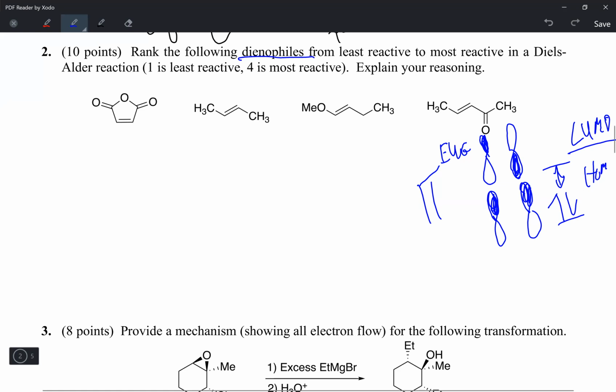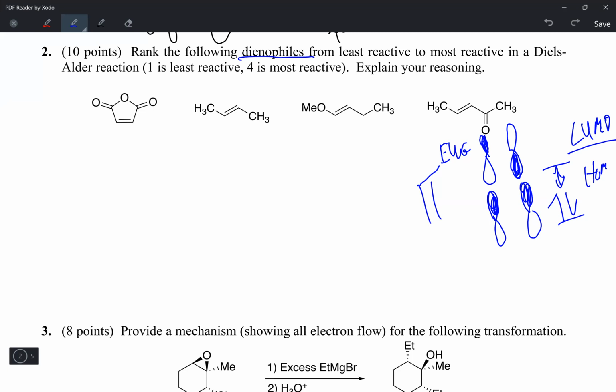The opposite is true if you have an electron donating group. That's going to increase the energy level of the HOMO, because this is already electron rich, and now you're adding groups that are pushing more electron density there. So generally, good dienophiles have excellent electron withdrawing groups. Good dienes have excellent electron donating groups.